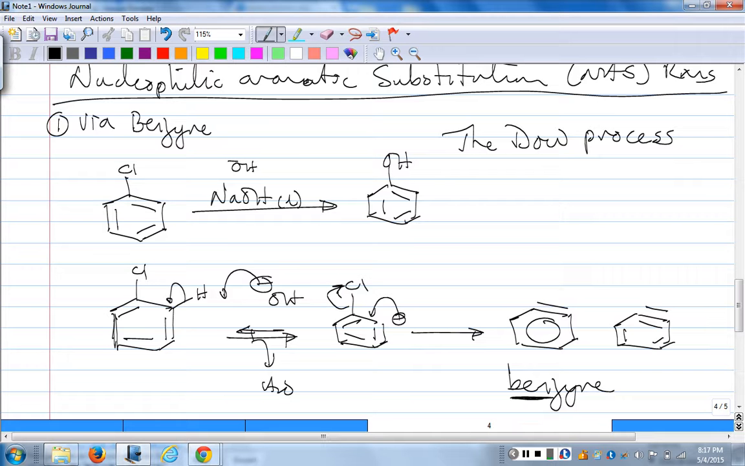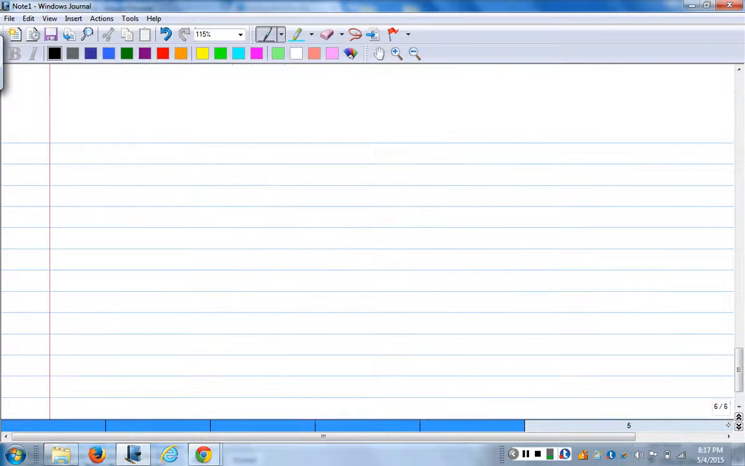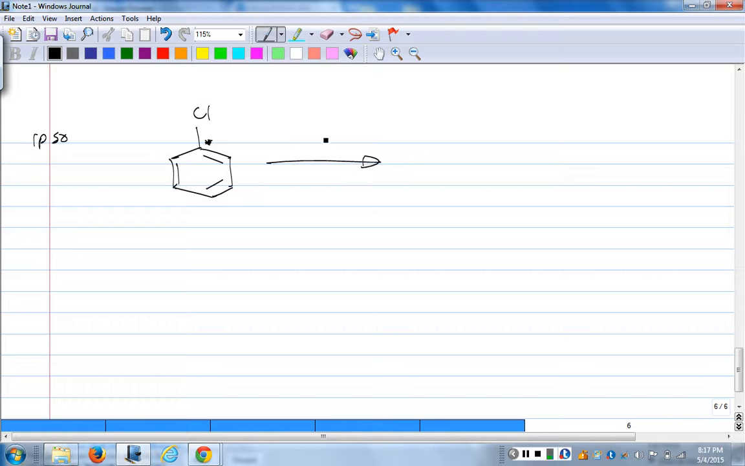Some of the best evidence for the formation of benzyne is the following. If you take chlorobenzene and you make it with a carbon that is radiolabeled, so let's say the ipso carbon, the one that actually has a substituent, is maybe carbon 14. When you treat this with hydroxide, molten, what you actually end up getting is this compound and this compound. One with the label and one with the label there.